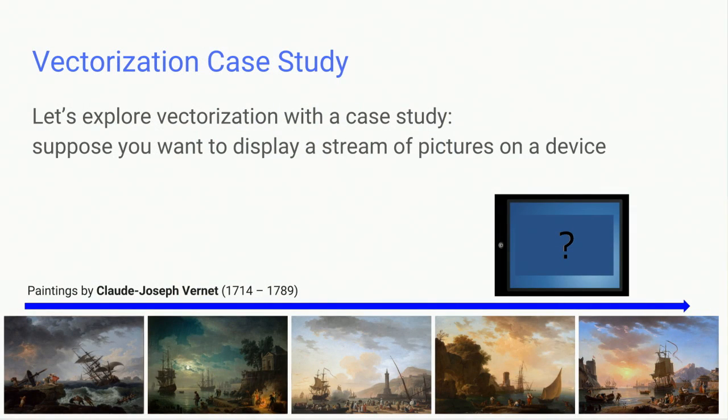So let's explore this whole vectorization with a case study. Suppose that you want to display a stream of pictures, like these paintings here in the graph, on your display, and you want to transition smoothly from one picture to the other. You don't want to just show one and then the other. You want to have a transition in between. And you want to do that in real time. You don't know the stream in advance. And of course, you want to do it in an efficient way.